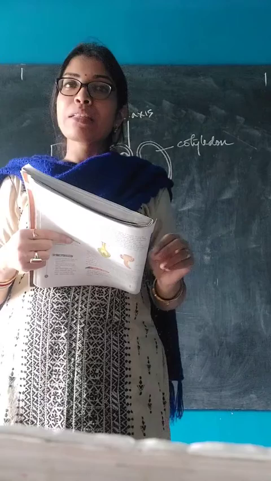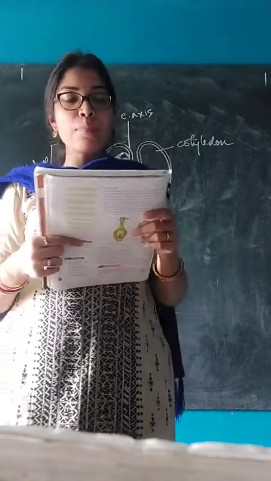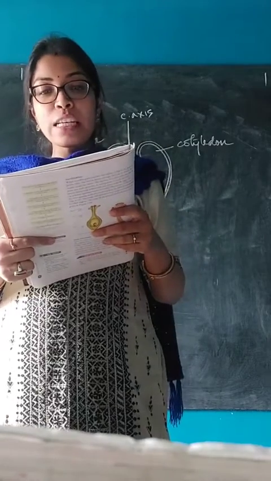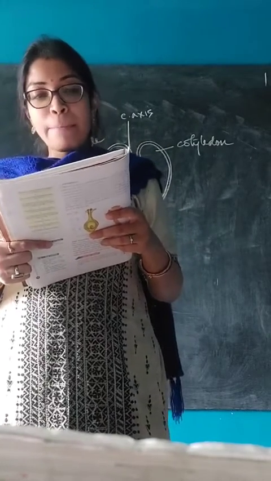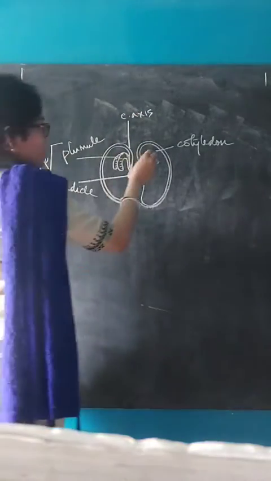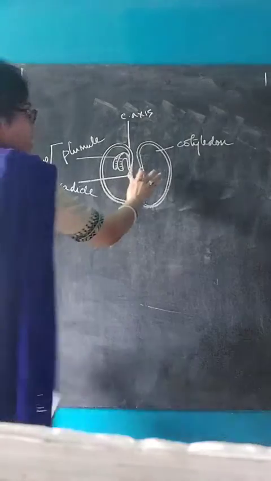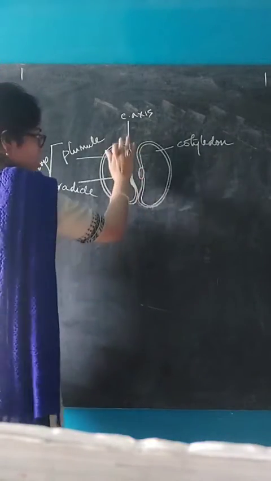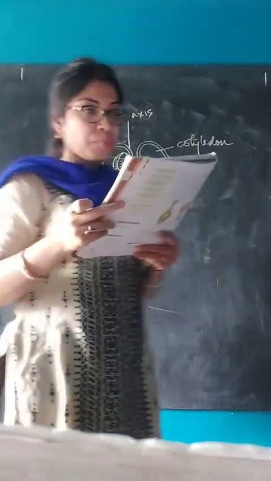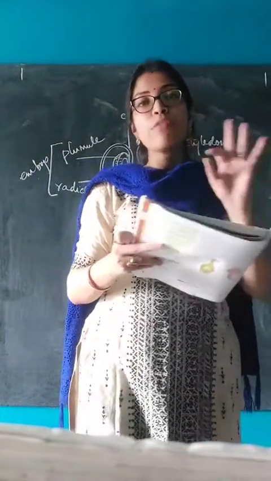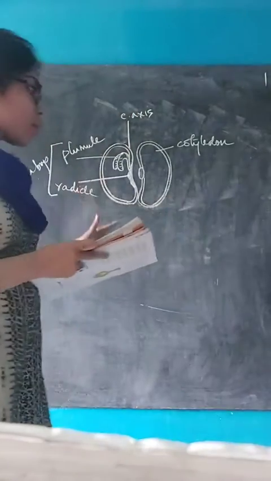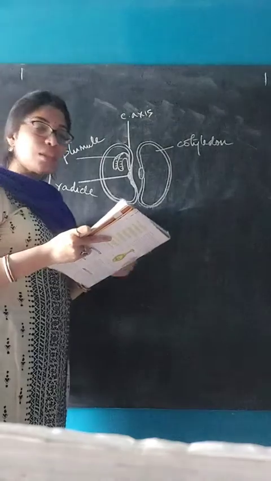Whatever parts should be present in a seed, a gram seed and a bean seed contain these parts. Gram and bean consist of a seed coat and an embryo or baby plant. Here I have drawn the embryo. As you can see, this is the cotyledon and this is the embryonal axis, and then there are two parts of the embryonal axis. On removing the seed coat, the embryo is seen. We can see the embryo only when we remove the seed coat.